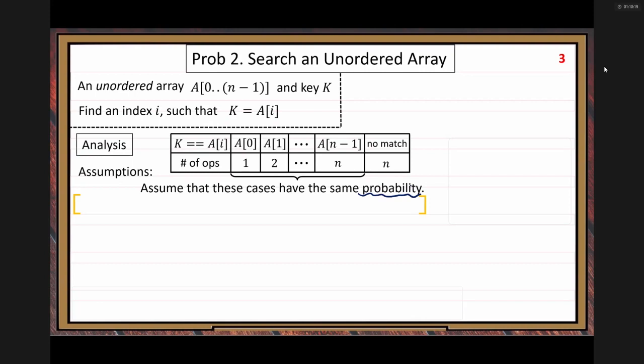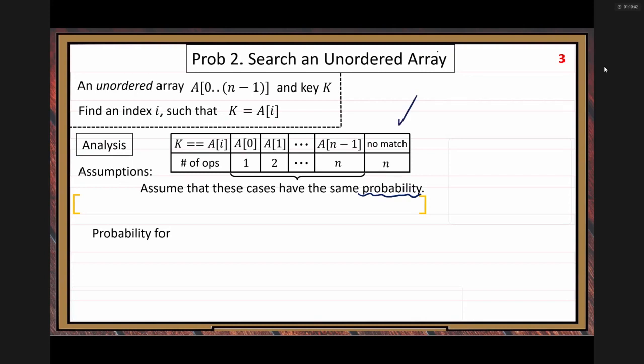Which value has more probability? We don't know that. So if you do not have any information, you just assume their probabilities are the same. Second assumption: how about the no match case, the last case?